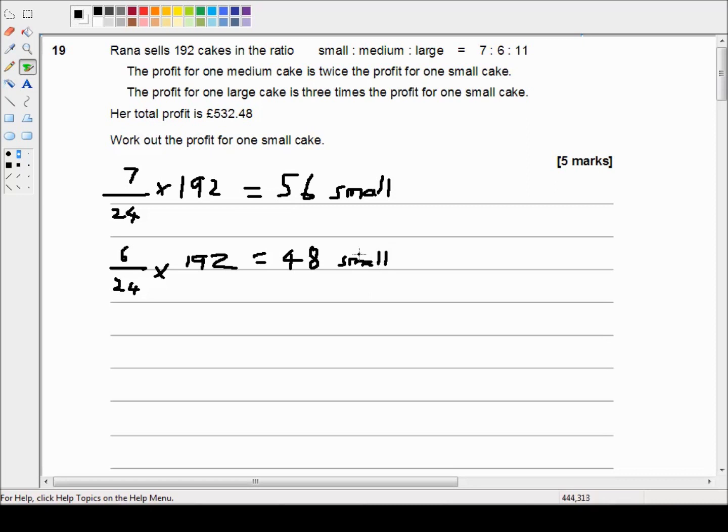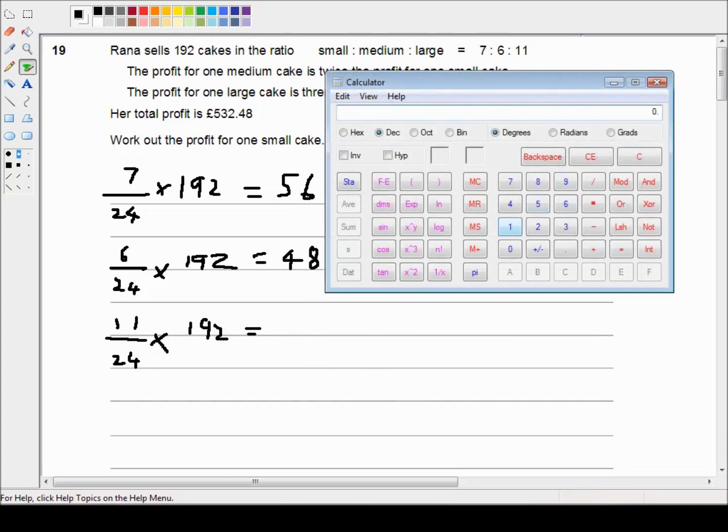I wonder if 192 divided by 24 is 8. The reason I'm thinking is that 7 times 8 is 56 and 6 times 8 is 48. I'm guessing that 11 times 8 is 88. I'll bet the next one's going to come up to 88. But let's do it anyway. So 11 over 24 times 192. And I'm fairly confident this is going to come out to 88. But let's use the calculator anyway.